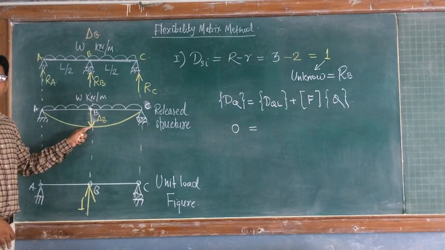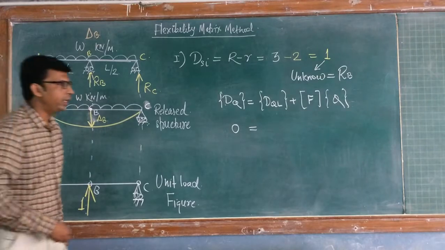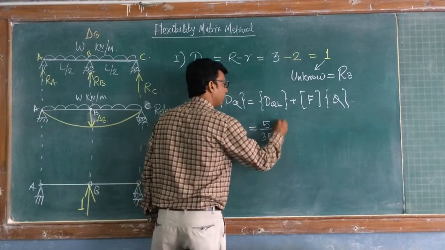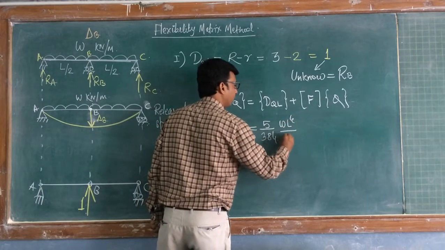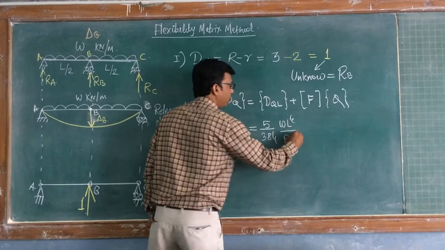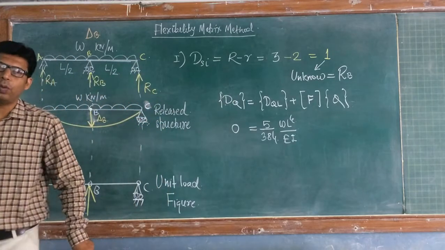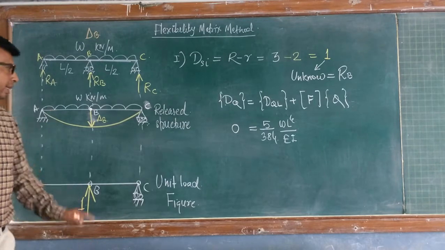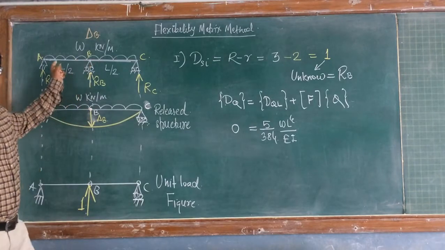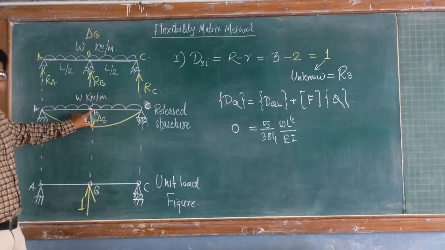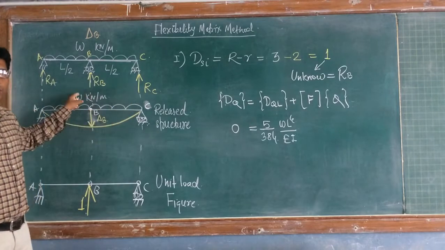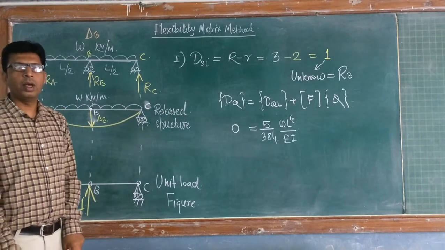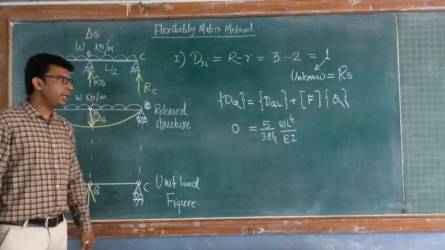So we know the central deflection formula for a simply supported beam subjected to UDL. The deflection at the center is 5 WL raised to 4 by 384 EI. Since B is the center point, at L by 2, L by 2, this is the deflection at the center of a simply supported beam subjected to UDL.